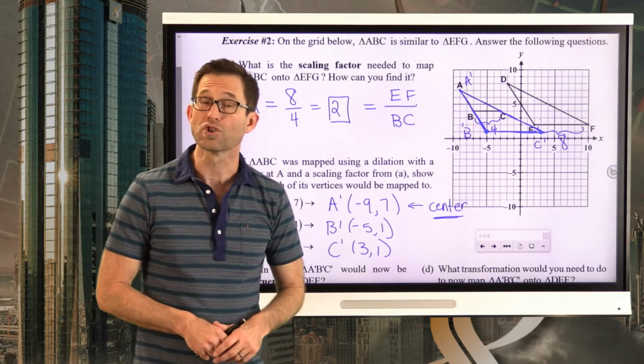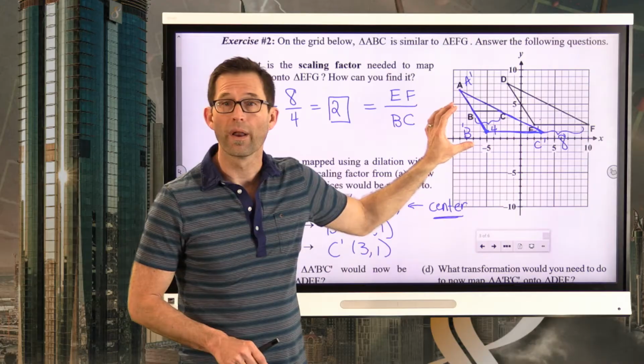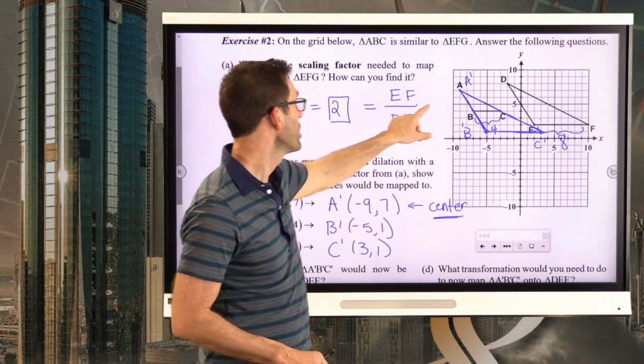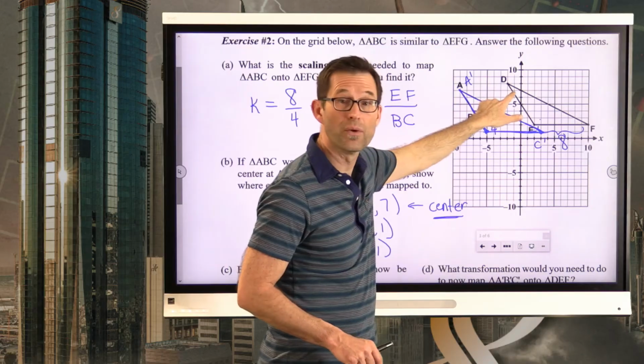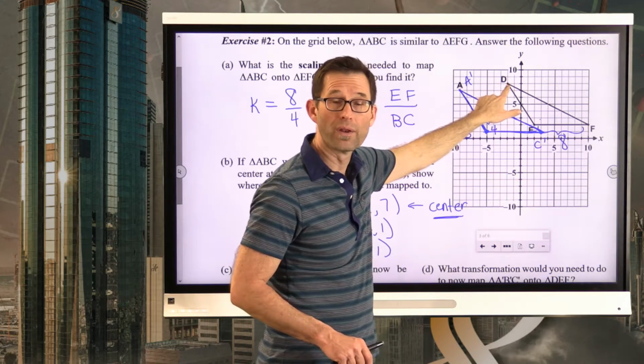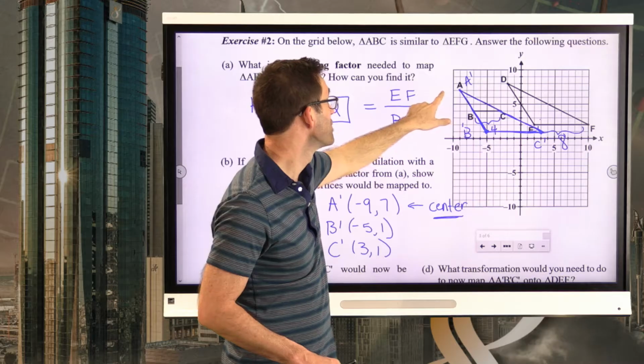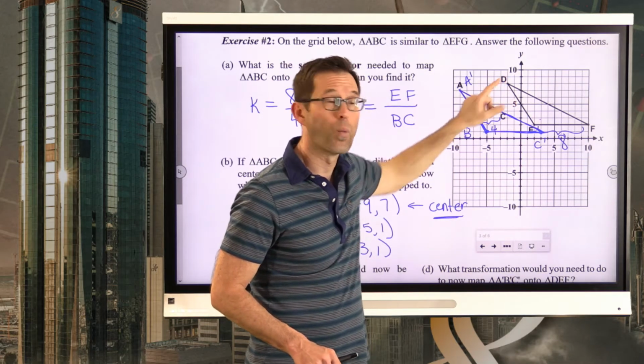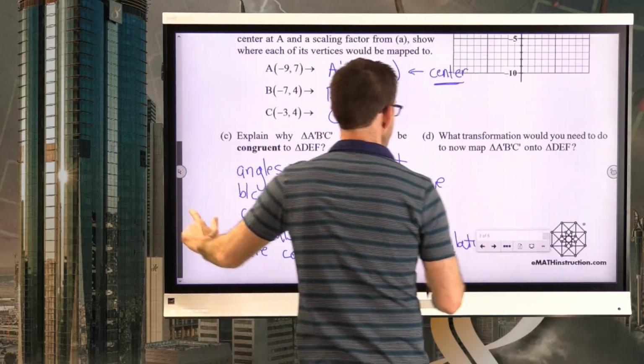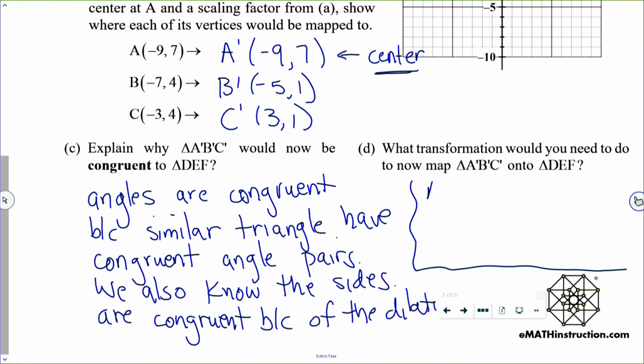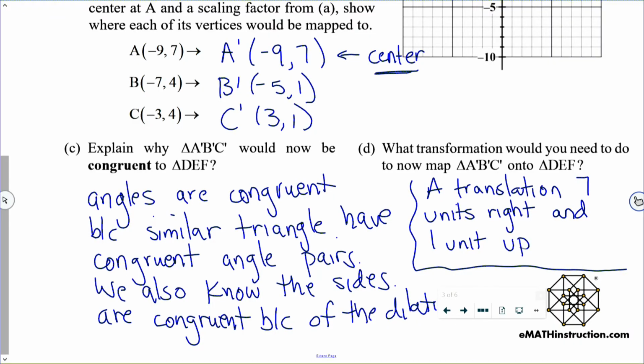Well, it would have to be a translation, right? All I'd want to do is move this thing over to the right 1, 2, 3, 4, 5, 6, 7 units, and then I'd want to move it up 1 unit, right? So a translation that moves this to the right 7 and 1 up. Fit it right in there. A translation, 7 units right, and 1 unit up. And there it is.